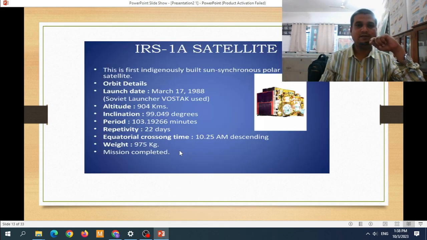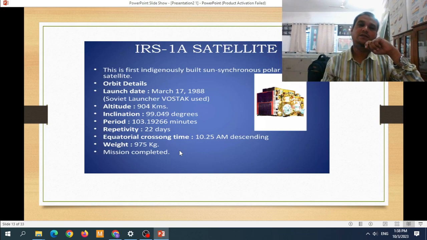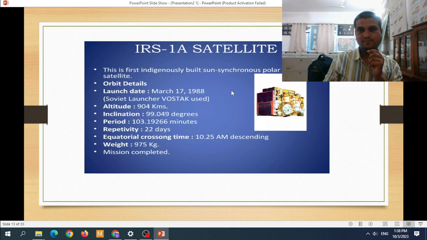And this is the detail of that Indian remote sensing satellite. I have already told you the IRS 1A, 1B, 1C, and the year of launching. Here you can see the basic image of that particular satellite with the help of the naked eye. Okay, this is the first. IRS 1 is the first indigenously built sun synchronous polar orbiting satellite.